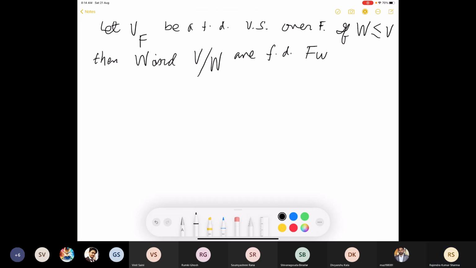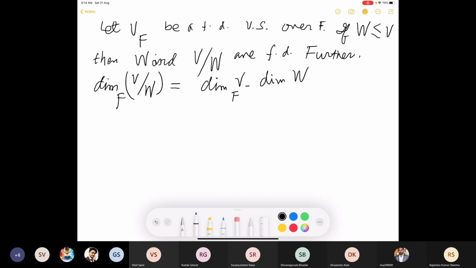Moreover, what we can see is about the dimension of the quotient V by W over F is actually the dimension of V over F minus dimension of W over F. And if you want to prove, the proof is also rather simple. So the first thing is that V is finite dimensional. So let us take that the dimension of V over F be n, and this is finite.